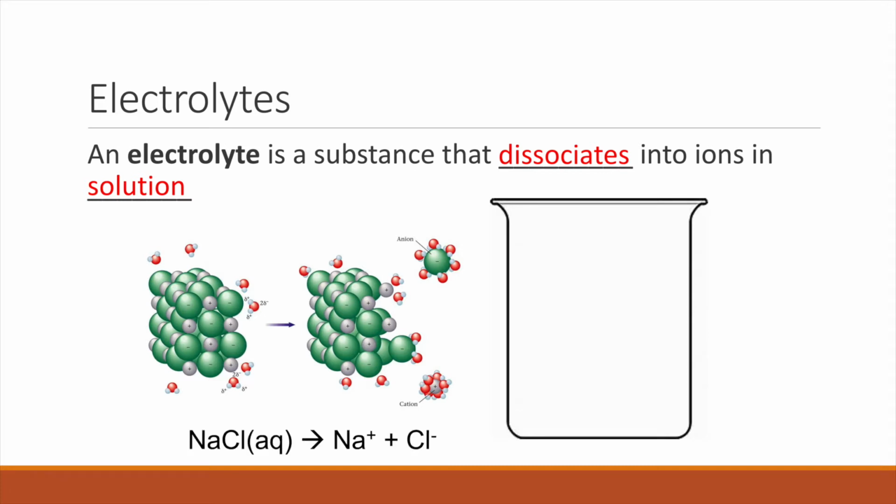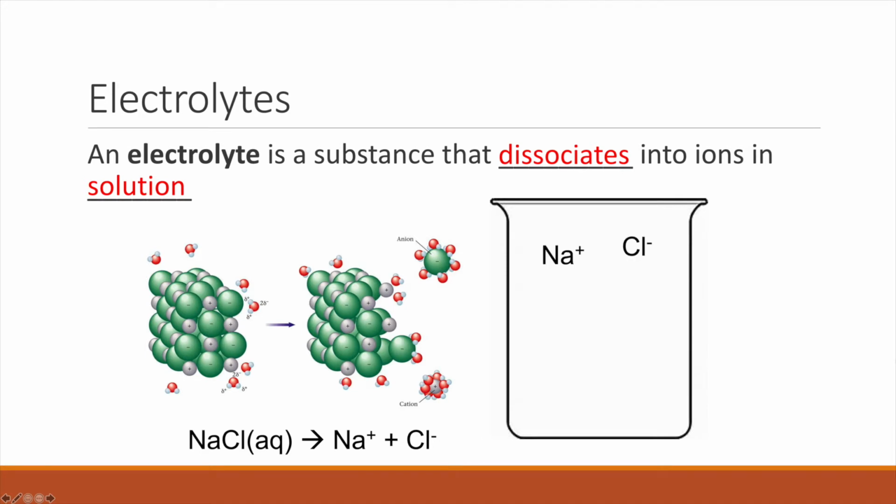So something like our table salt, sodium chloride, when it's aqueous, so when it's in solution, it separates into Na+ and Cl-. You can kind of see here a cation, like the sodium, surrounded by water molecules, and the chlorine, an anion, surrounded by water molecules. Where we originally had a nice lattice structure solid, the water molecules are going to break it up into its ions in solution. So if we had a beaker with this sodium chloride, what would it look like inside?